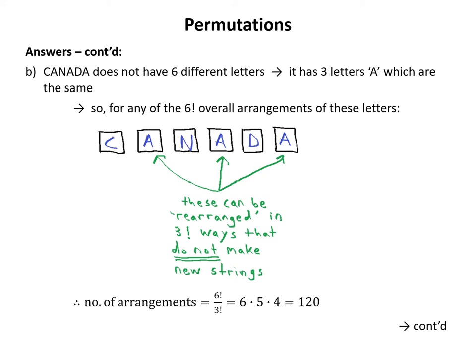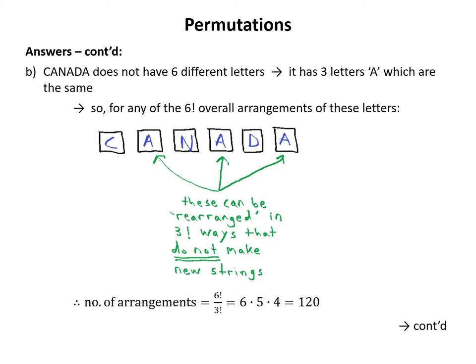So what we do is we divide the overall number of arrangements, which is 6 factorial, by that 3 factorial number of ways that we would arrange the identical letters. So the answer becomes 6 factorial divided by 3 factorial, which cancels out to give 6 times 5 times 4, which gives us a final answer of 120.